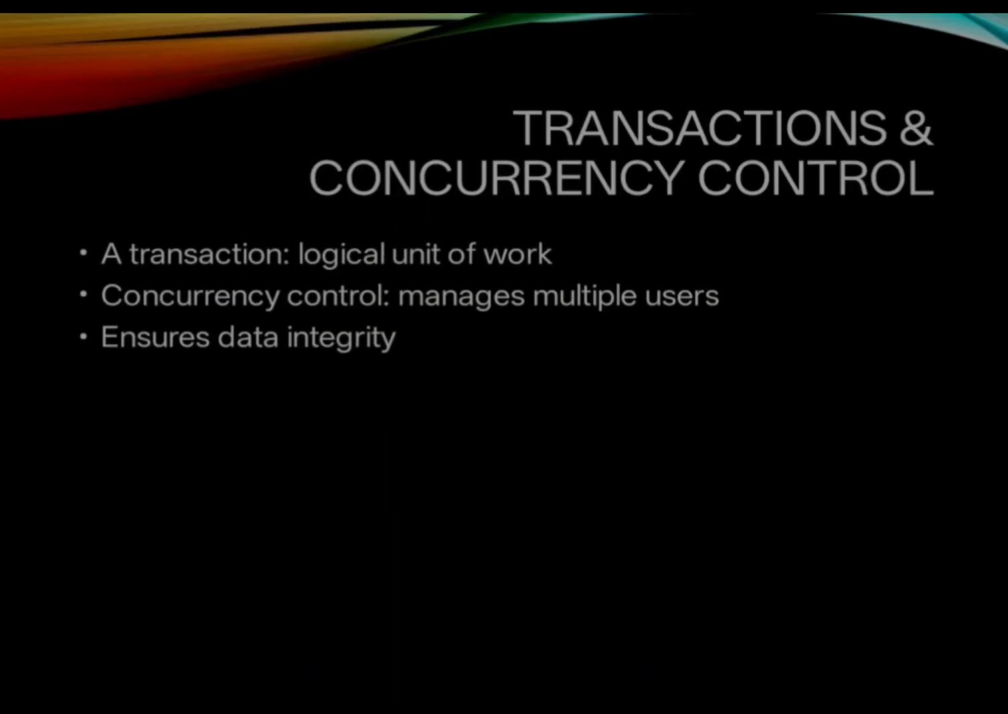Transaction and concurrency control. A transaction is a group of operations that must all succeed or fail together. A database management system uses concurrency control to ensure users don't interfere with each other's work, maintaining accuracy even when multiple transactions run simultaneously.